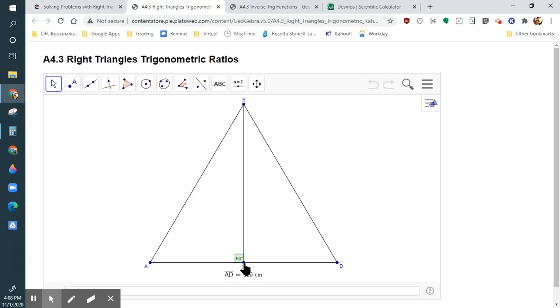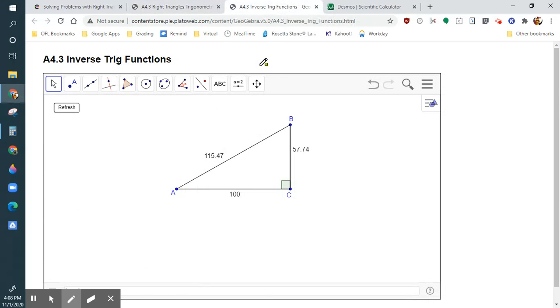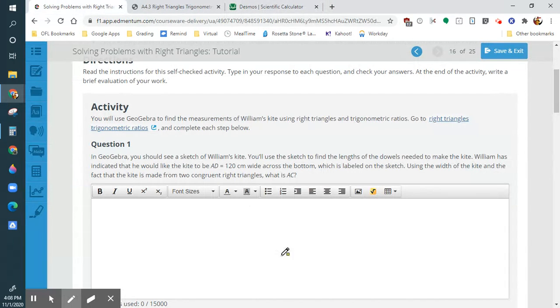So from here to here. We know that AD is 120. So in other words, we are saying that this is 60. We know that that's 60. We know that this is 60. Is it asking us to use trig functions to find AC? They're two congruent triangles, using the width. Do we know any of the other angles?